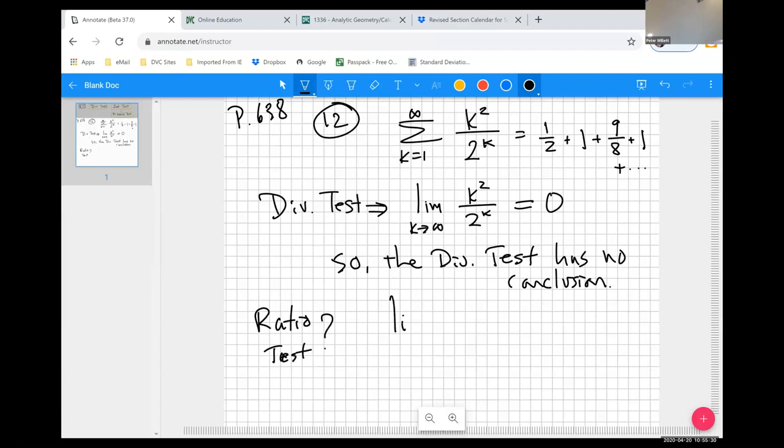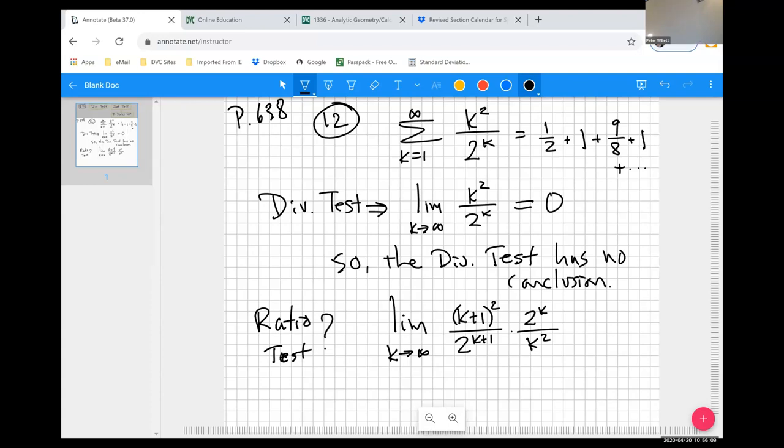So then we would be looking at the limit as k goes to infinity of the (k+1)th term over the kth term. So that would be (k+1) squared over 2 to the k+1. And I would multiply by the reciprocal of the kth term, since I'm supposed to divide by it. And that would be 2 to the k over k squared. And the ratio test said that if this gives me, well, what does it say?